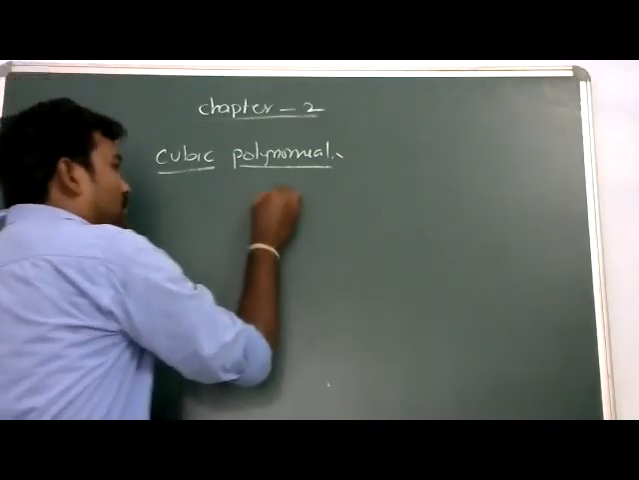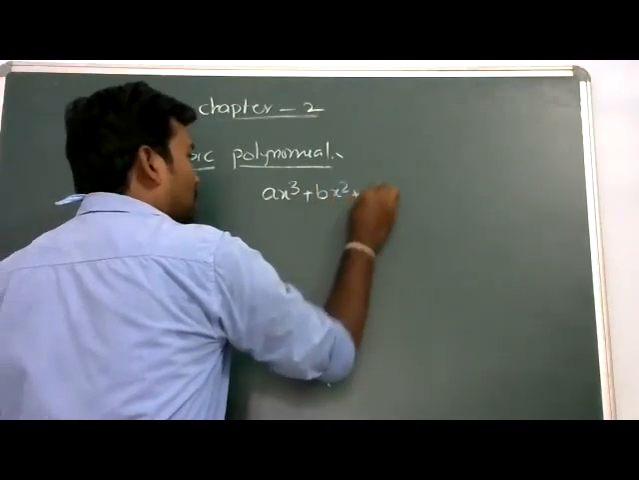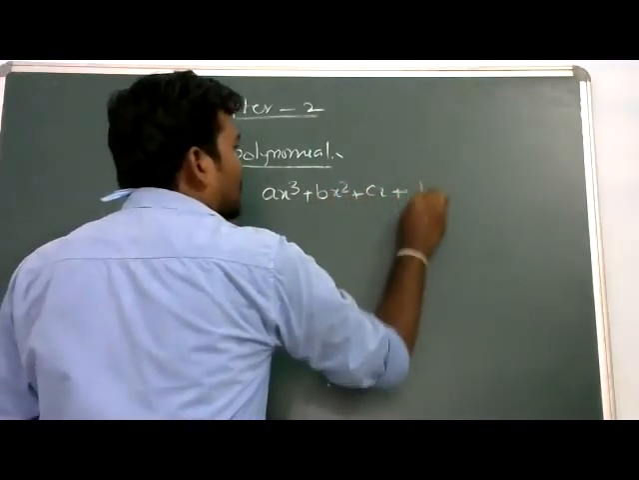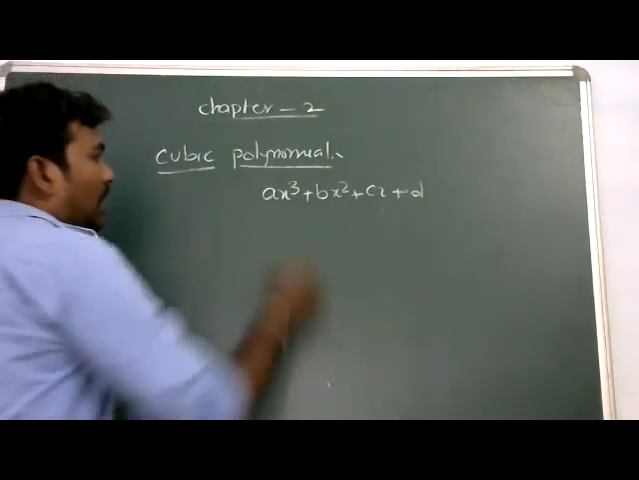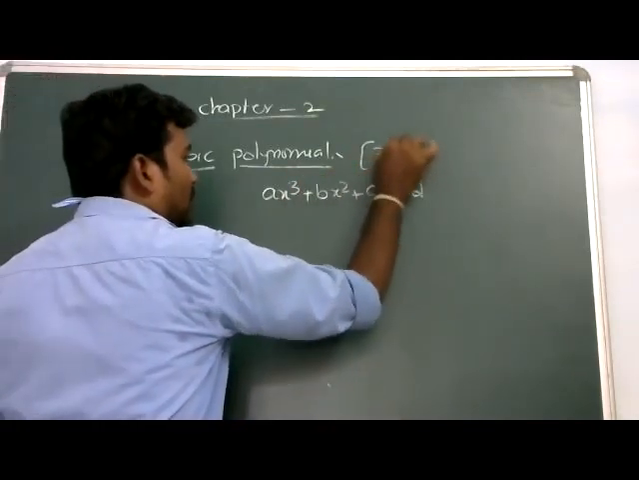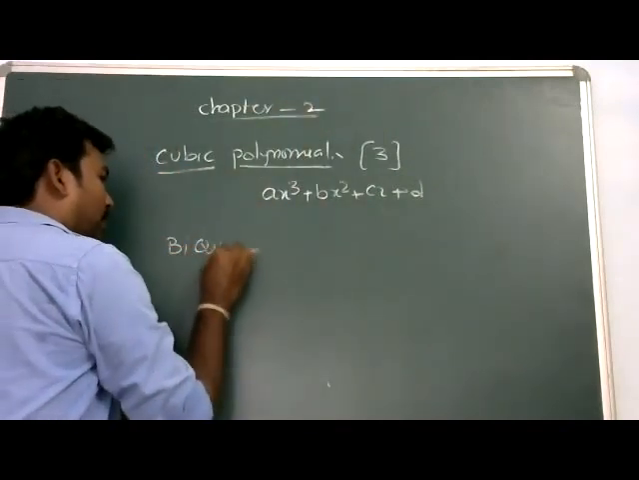Here you can write the standard form: ax cube plus bx square plus cx plus d. Here, what is its degree? 3. The number of zeros is 3. And then the fourth one, biquadratic polynomial.